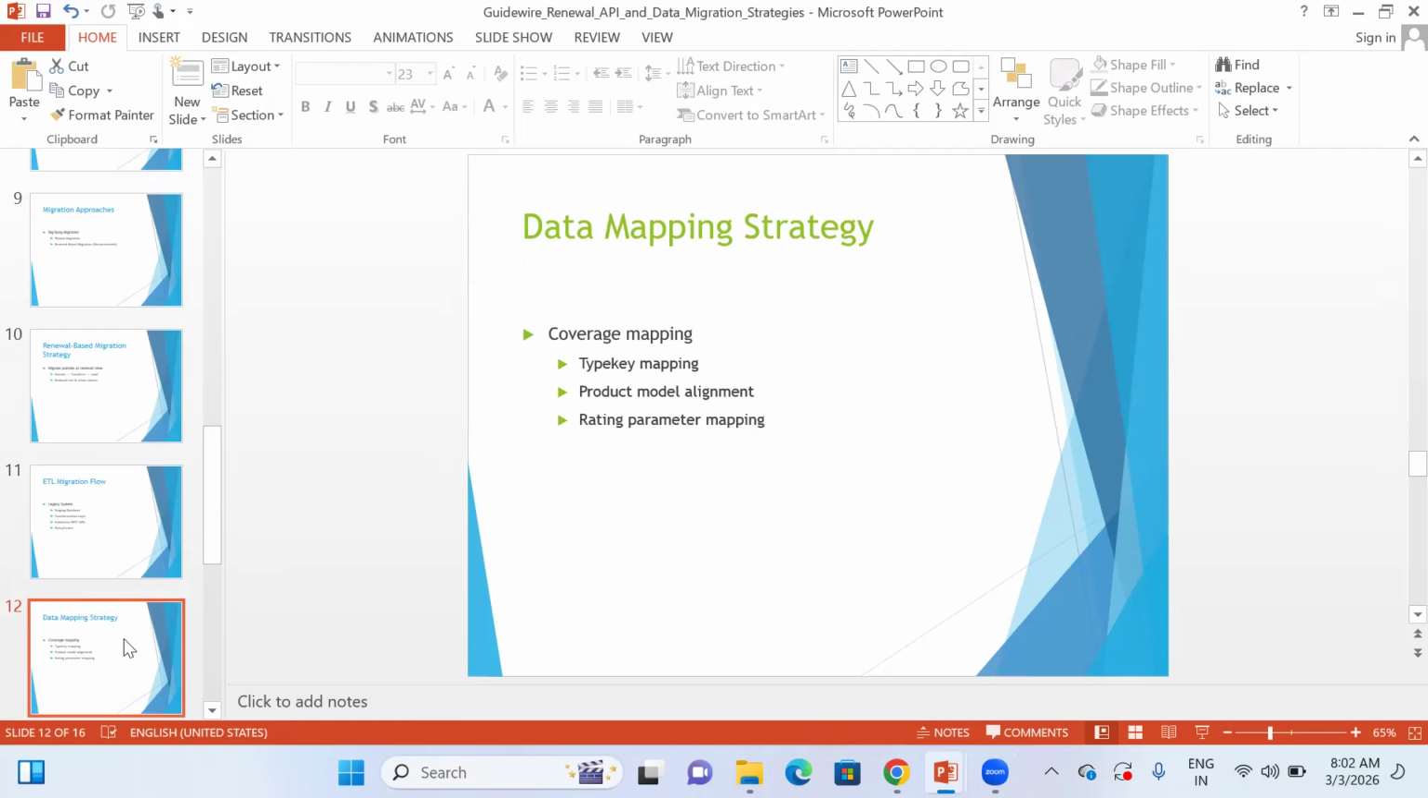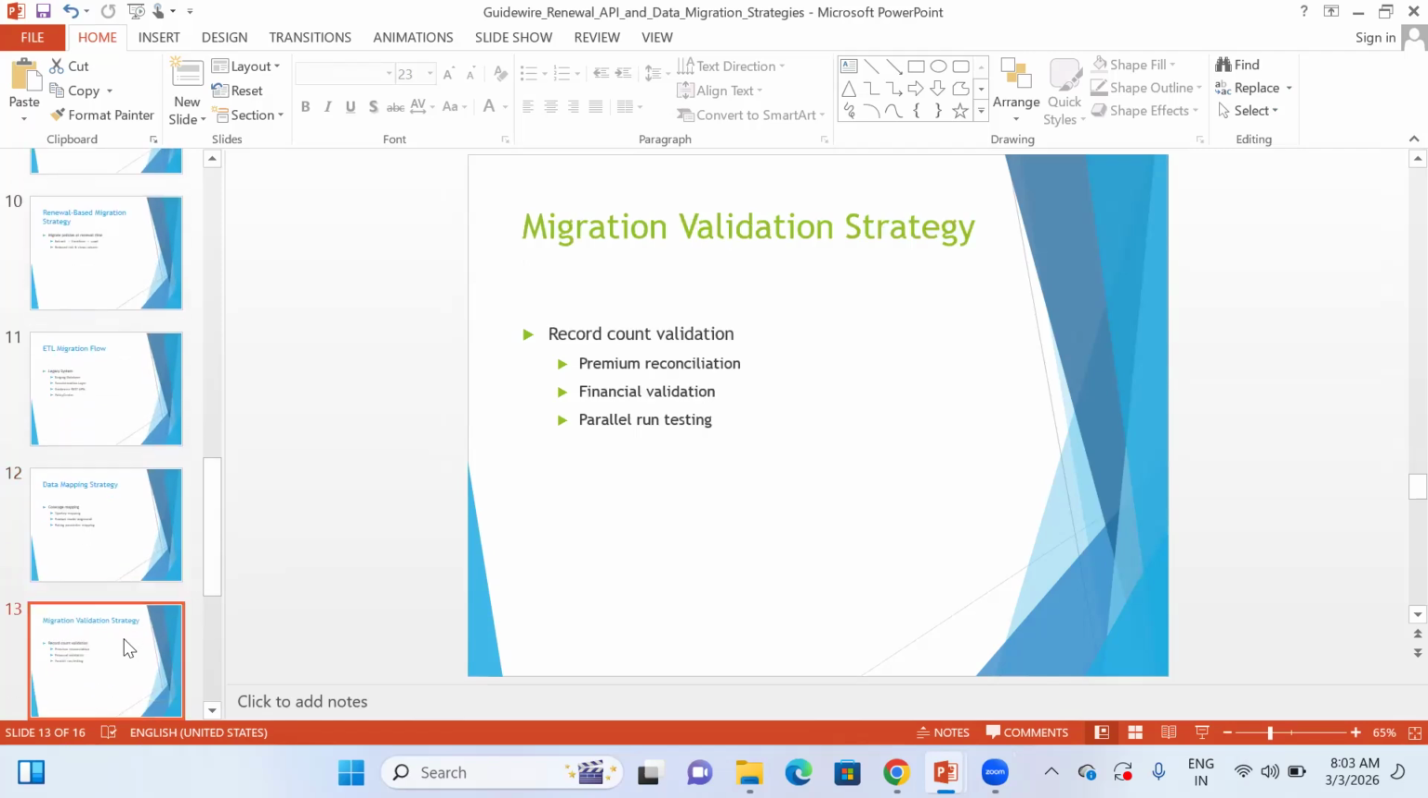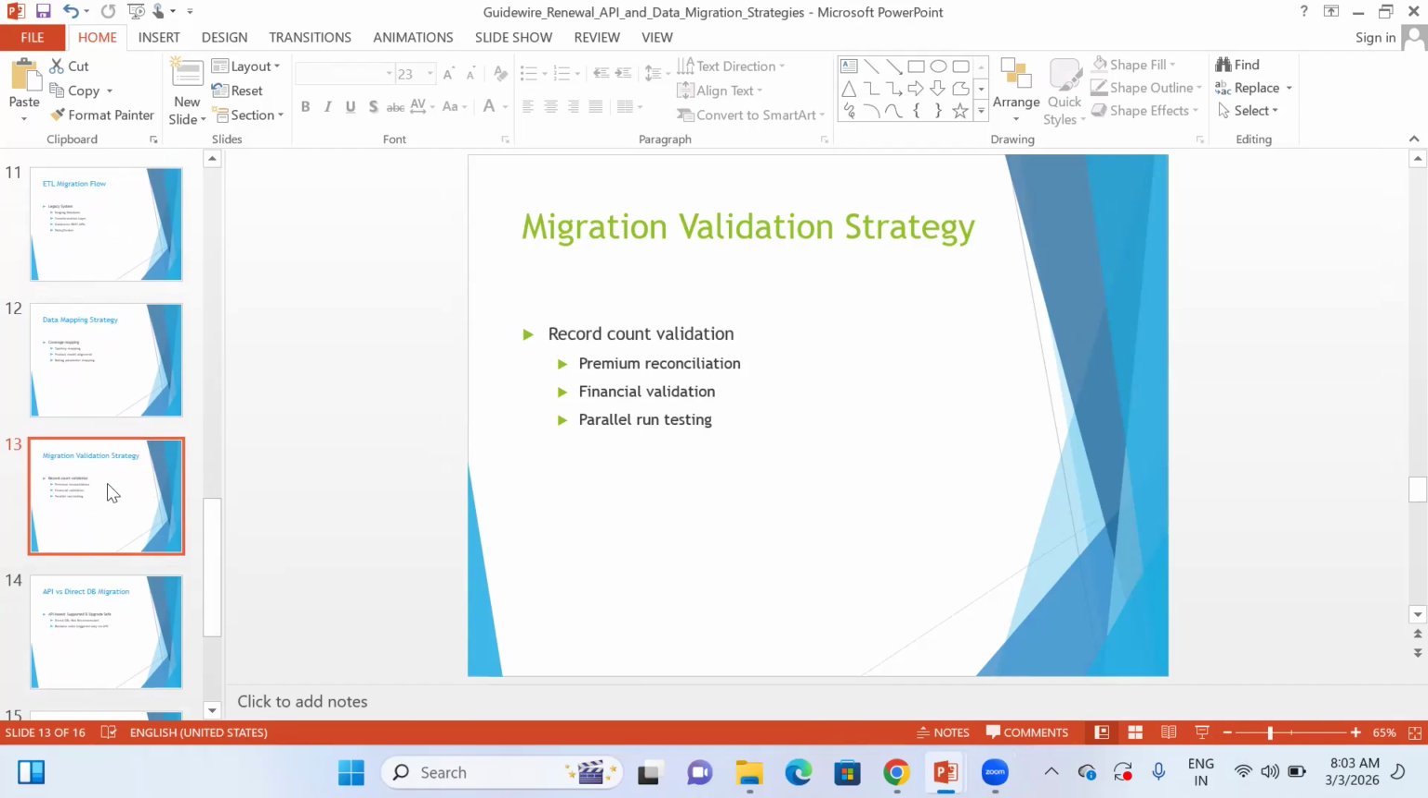At the same time, what are the rating parameters that we are initiating? Rating parameters mapping is also important, because if you have identified some high risk driver or high risk vehicle, the rating can be different. So based on the rating parameters mapping, everything has to be performed under the data mapping strategy.